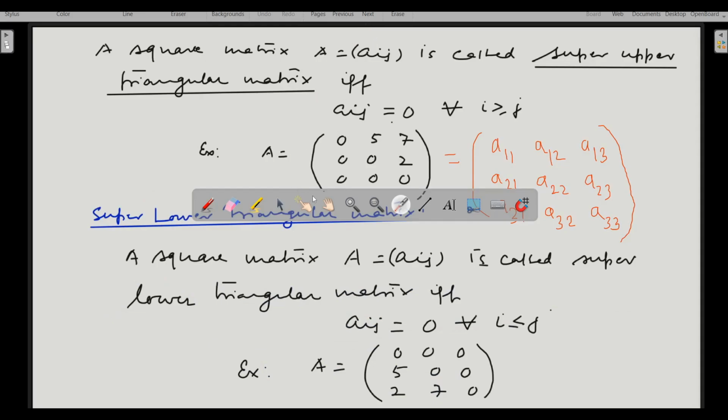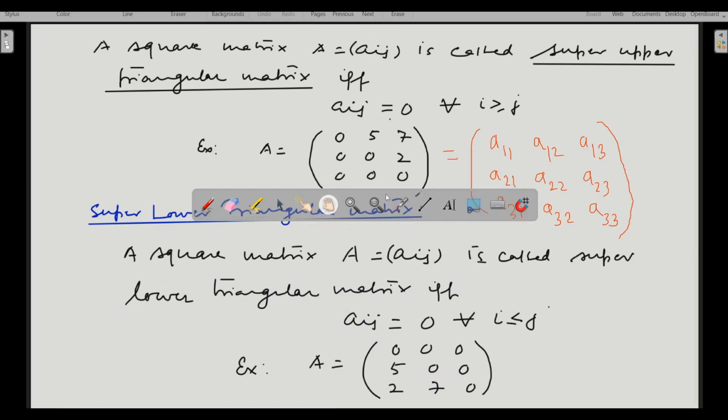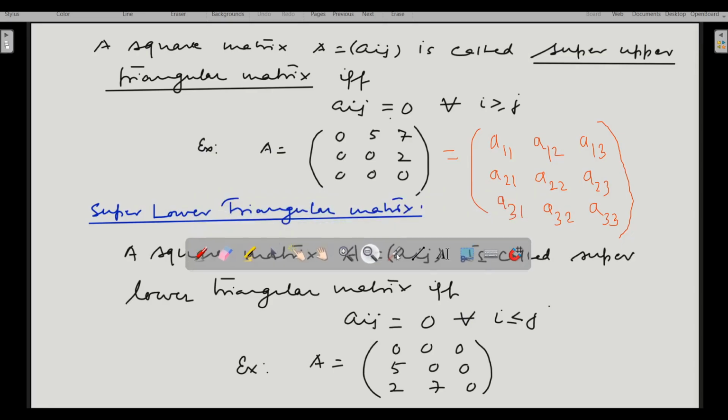So what is the mathematical definition of super upper triangular matrix? Have a look. A square matrix A equal to Aij is called super upper triangular matrix if and only if Aij is equal to 0 for all i greater than or equal to j.